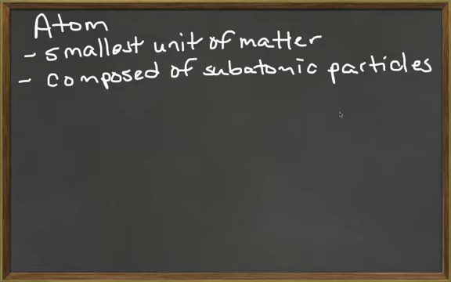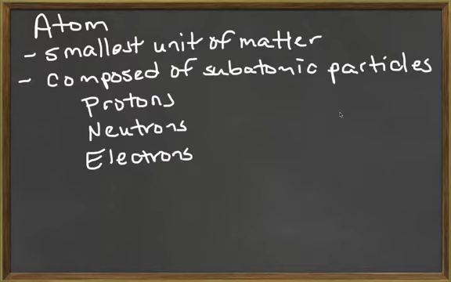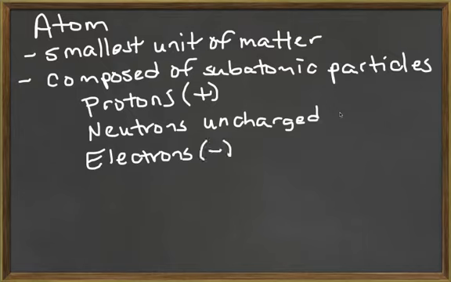The three subatomic particles that help us to understand the chemical property of matter are protons, neutrons, and electrons. Protons and neutrons are similar in mass, but protons have a positive electrical charge. Neutrons are electrically neutral or uncharged. Electrons are much lighter than protons and have a negative electrical charge.